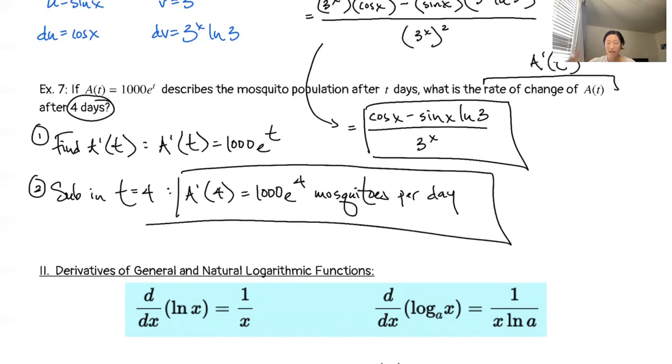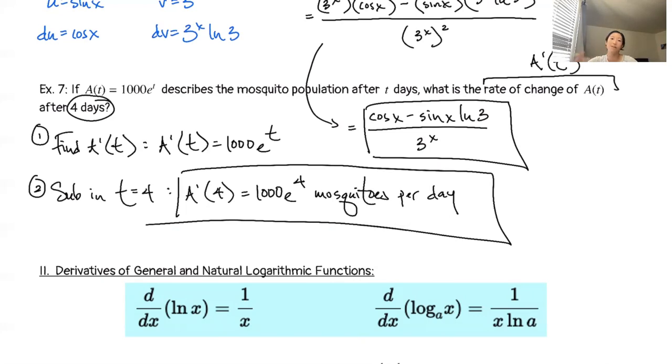But that's how we can use the ideas of rate of change that we've already seen and a new kind of function, the exponential function, but still tie it into the derivative. All right. What do we have next?